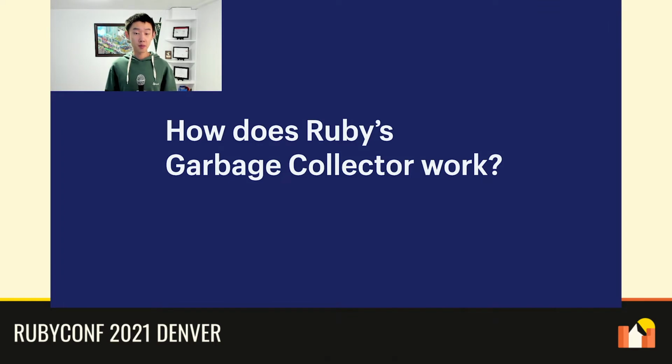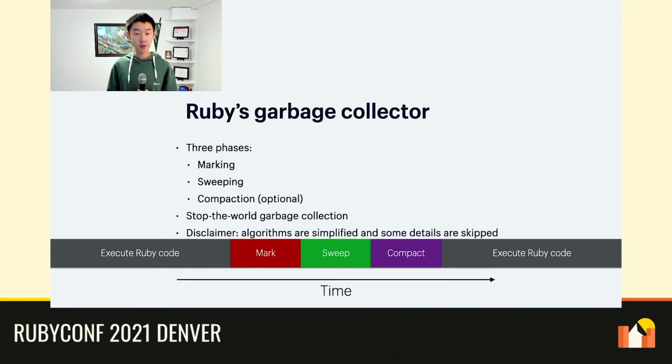Now that we've looked at how memory is laid out inside Ruby, let's look at how Ruby's garbage collector works. Ruby's garbage collection phase consists of 3 distinct phases: marking, sweeping, and compaction. The last phase, compaction, is optional and does not run unless manually enabled. Ruby's garbage collection is stop the world, meaning that Ruby code is not executed when the garbage collector is active.